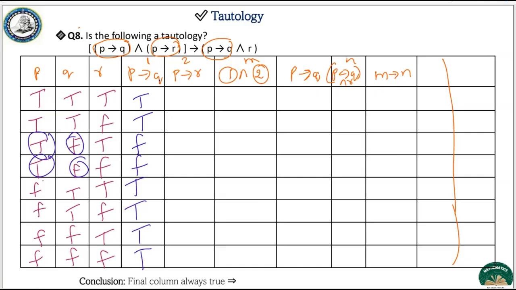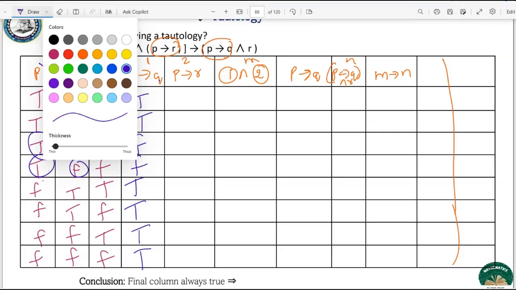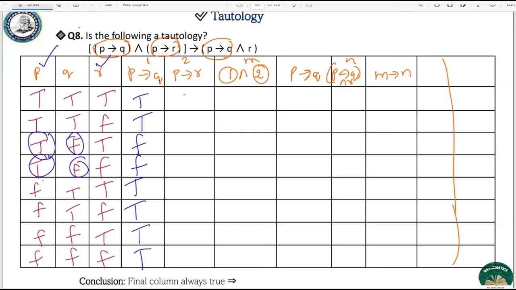Then we have P implies R. So we have to check in the first and third. The condition is the same. Again, it is implication. So we'll check it for T and F. We have T and F, it is F. Then we have here T and F, it is F. Then the others are all T.